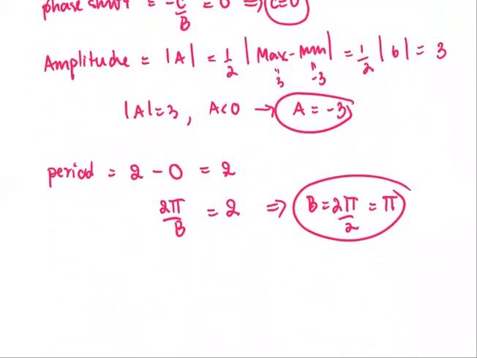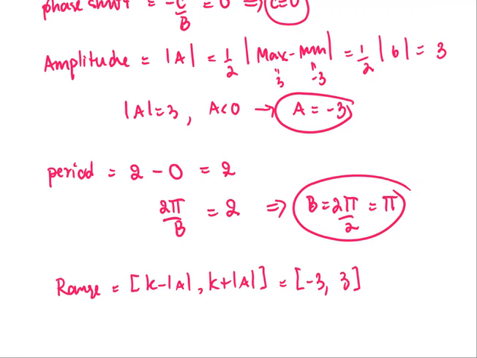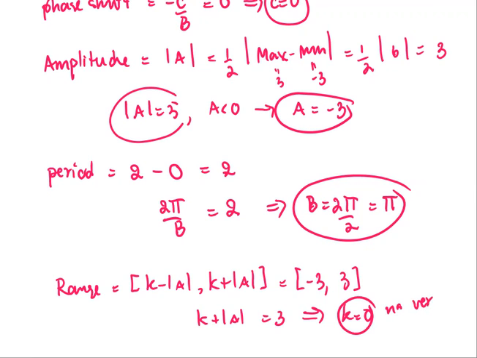And the next one, for the k value, to find k, we consider the range of the graph in the general form as from k minus absolute value of A until k plus absolute value of A. For the graph that we have, it is from negative 3 to positive 3. That means k plus absolute value of A must be 3. Since the absolute value of A is already 3, therefore k equals 0, or we can say no vertical translation.